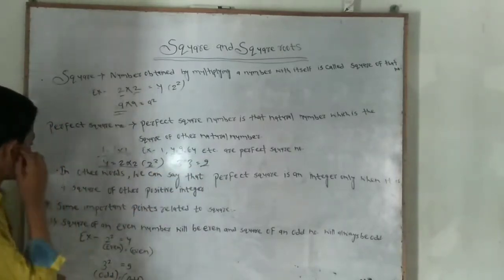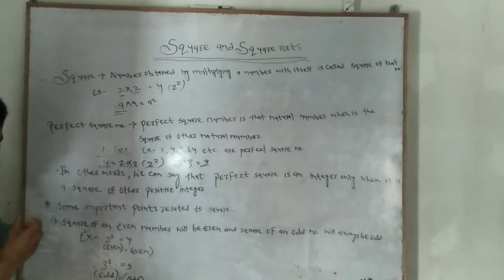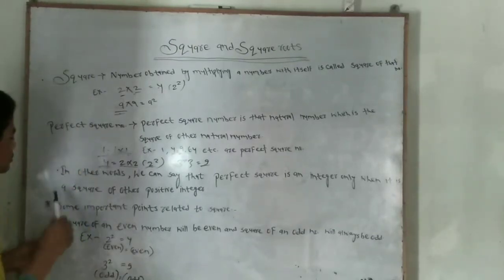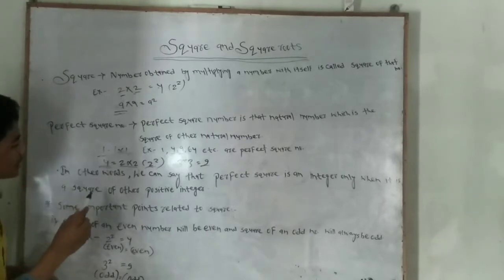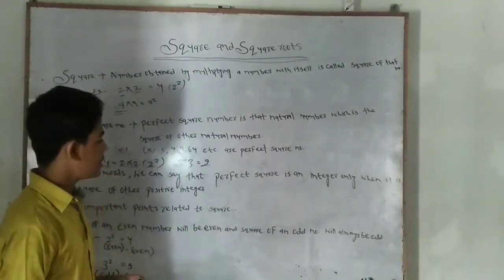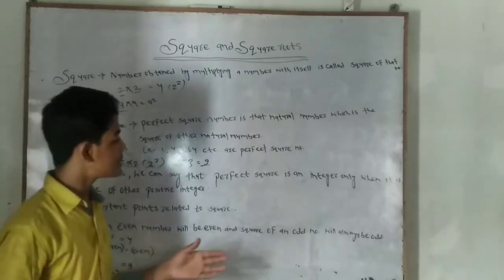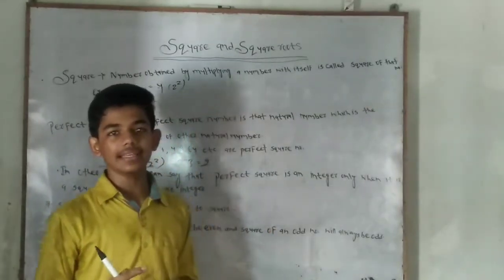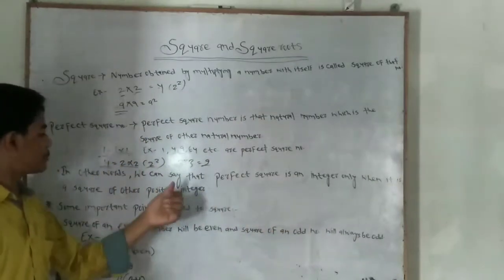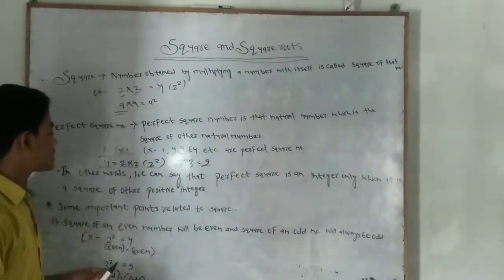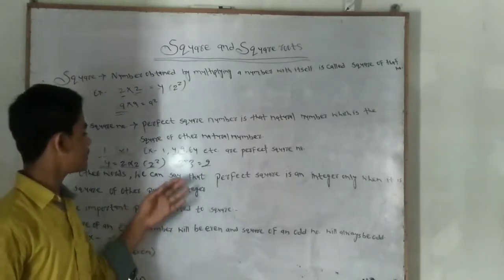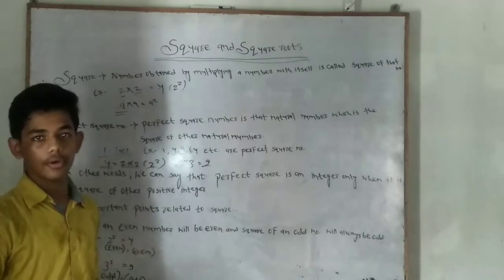Now the next point: if you are not understanding this definition, then in other words, we can say that a perfect square is an integer. A perfect square is an integer only when it is the square of another positive number. It means only when there is a square of another number can a perfect square be formed.